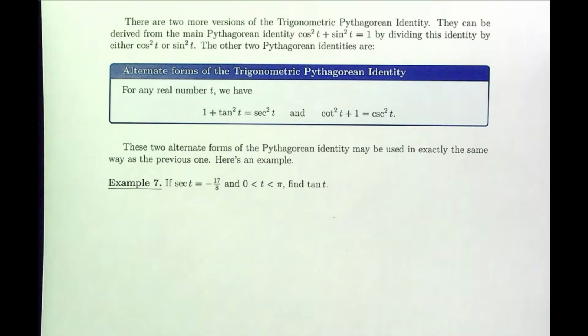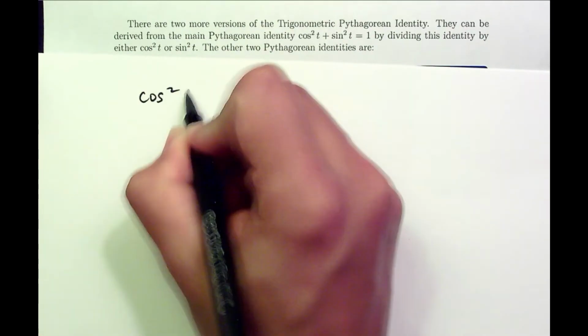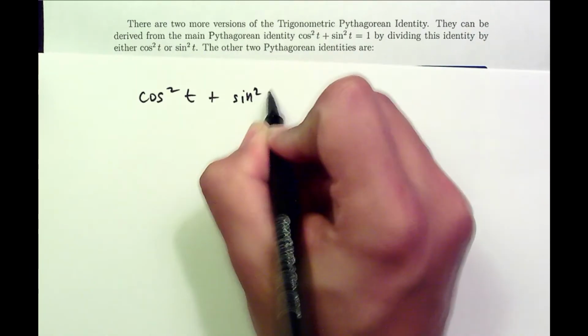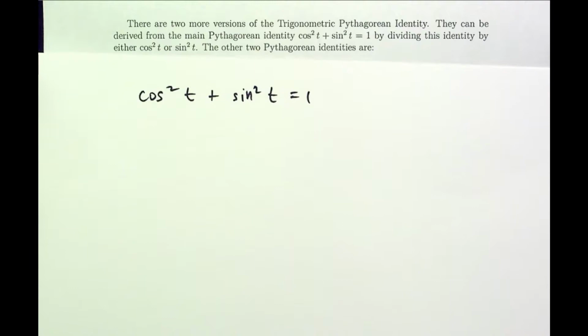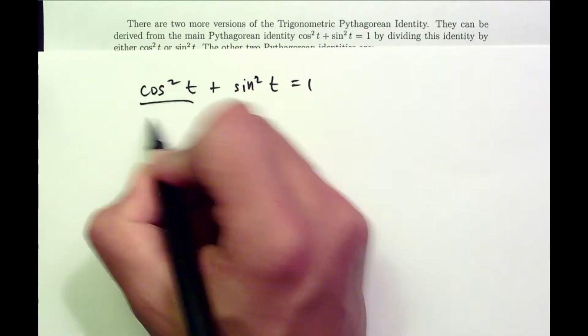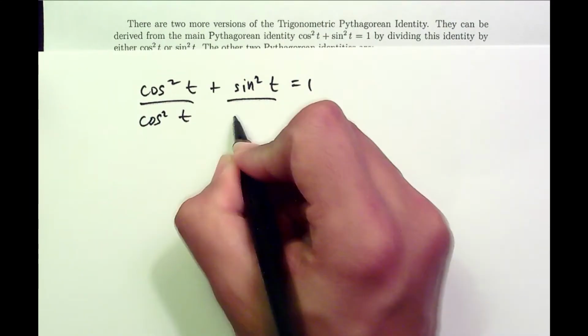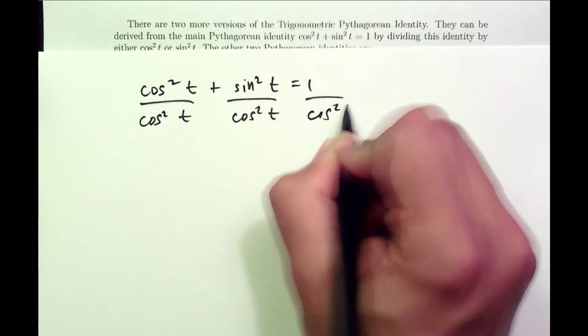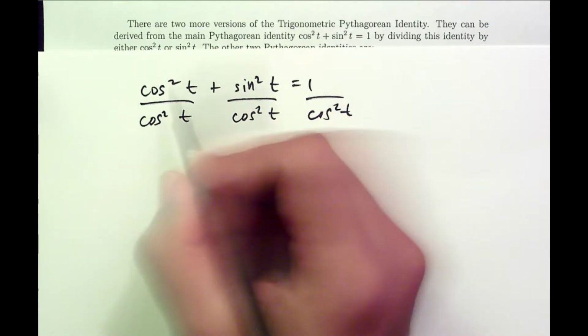There are two more versions of the trigonometric Pythagorean identity, and they can be derived from the main Pythagorean identity, cosine squared plus sine squared equals 1, by dividing this identity by either cosine squared or sine squared. So, for example, if you start out with cosine squared t plus sine squared of t equals 1, and you take this equation and divide every single term by cosine squared, and you simplify, what you would get is the following.